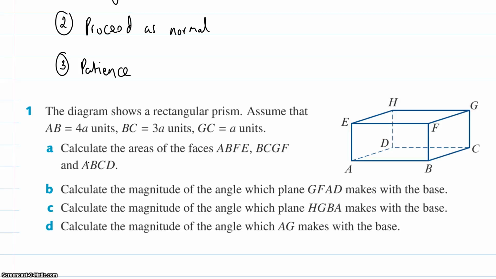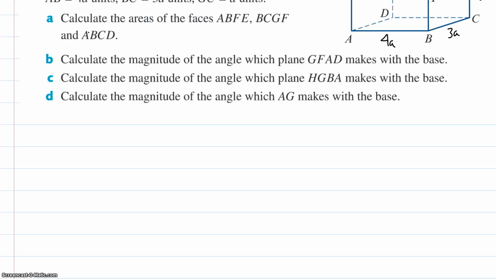I think you'll be able to do 1A by yourself, but let me just chuck it all down. So AB is 4A units, so that one there is 4A. BC is 3A, and then GC is A. The first question, 1A, just asks you to find the areas of the faces. So A, B, F, E. Again, I need to draw it on a diagram.